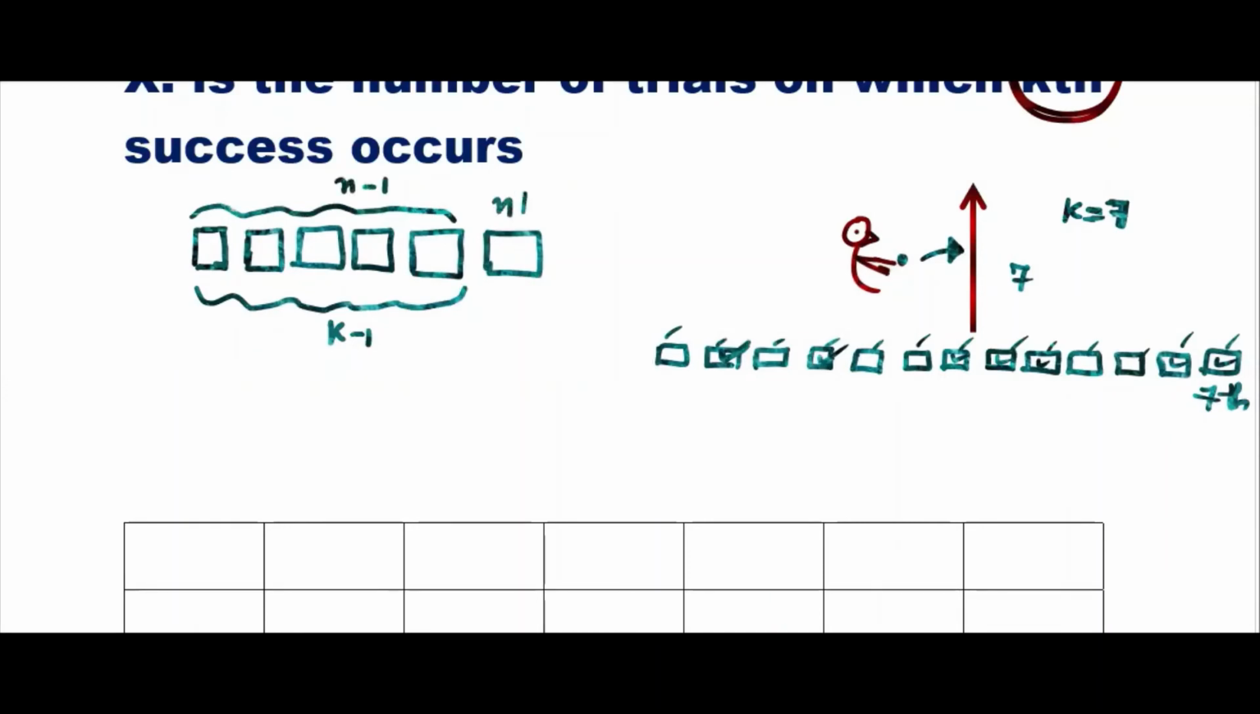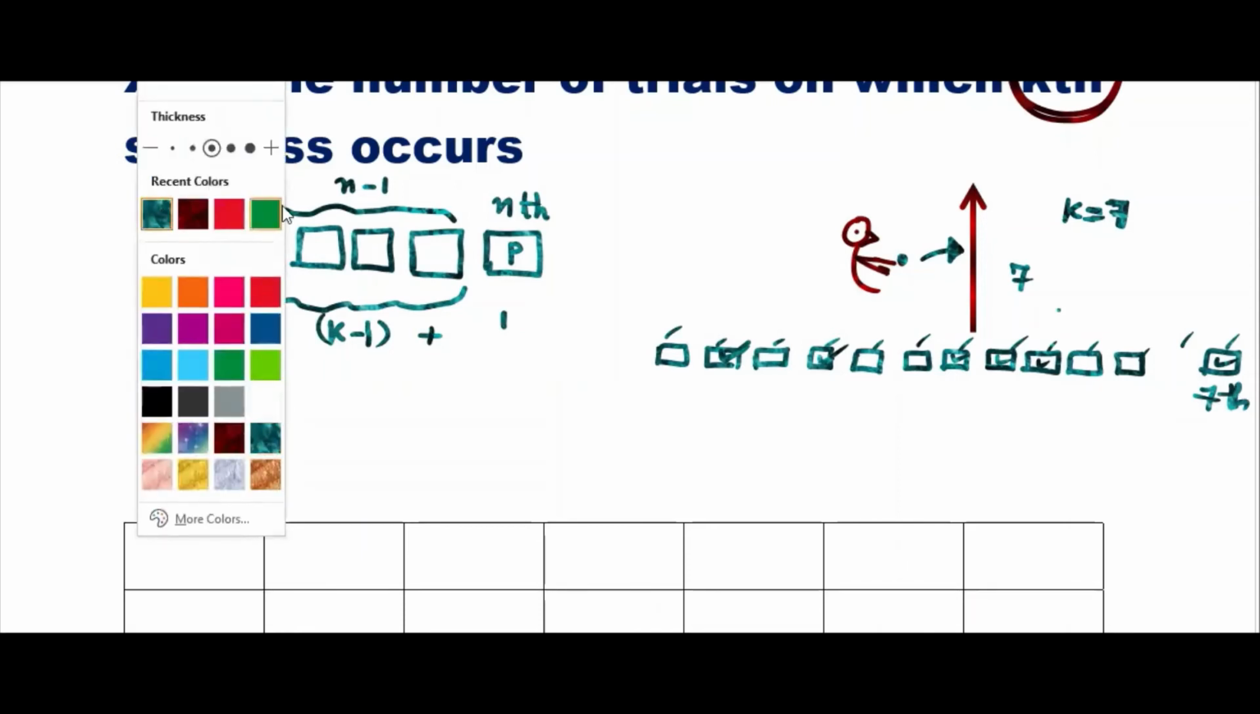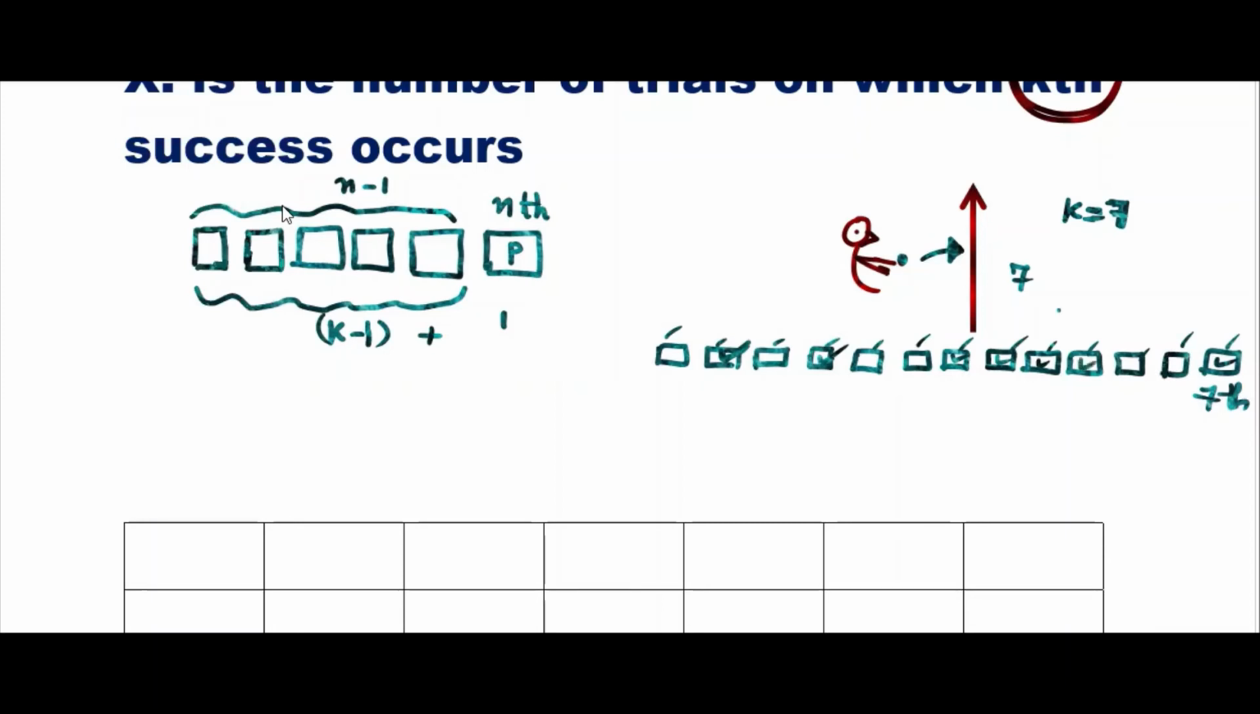And the nth trial should be a success. It should be P always, so that you will stop here. If you add this one with this one, see here, the 7th we got here. In total you have 7. 1, 2, 3 here, 4, 5, 6, 7. So when I got the 7th, that means here I got 6 before.